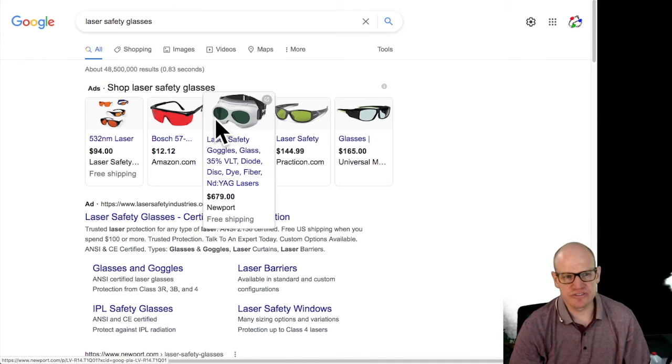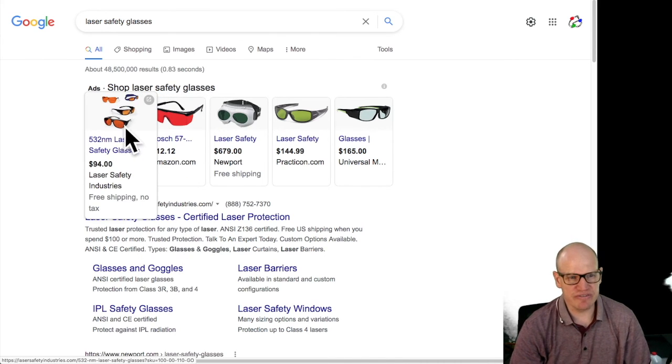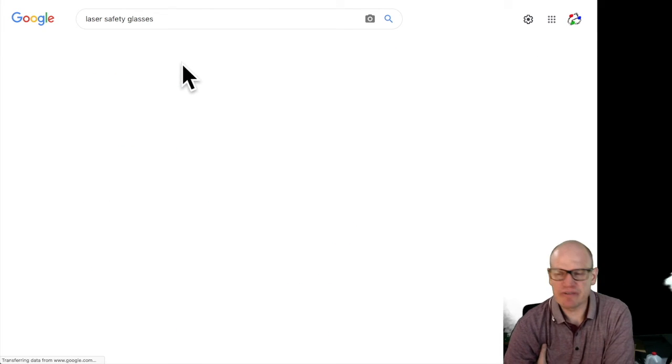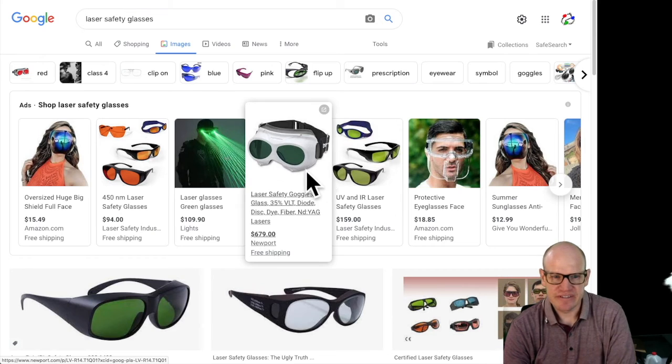Notice that they're different colors. So this is a 532 nanometer safety glasses. That doesn't look right, to be honest. If it's 532 nanometer safety glasses, then, okay, so this depends upon, all right, let's take a look at some images here. 532 nanometers is in the green, okay?